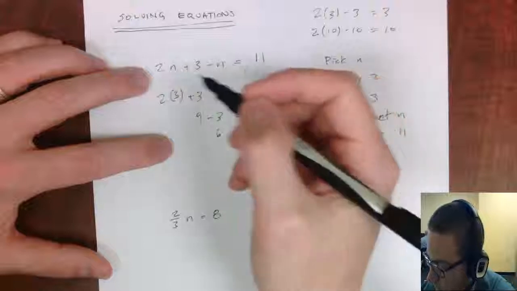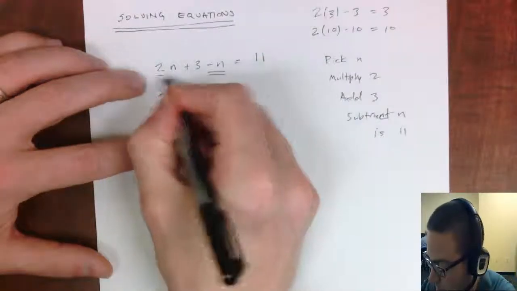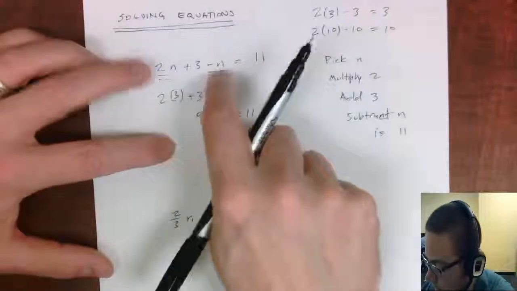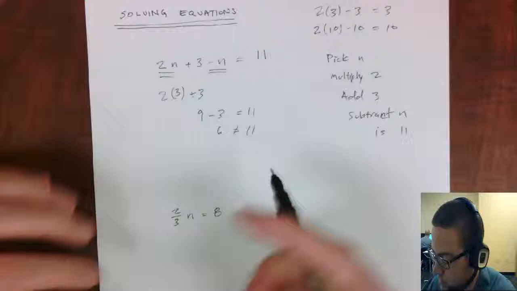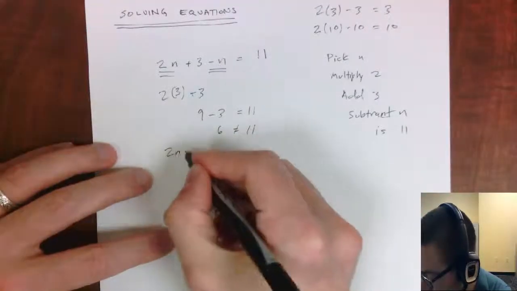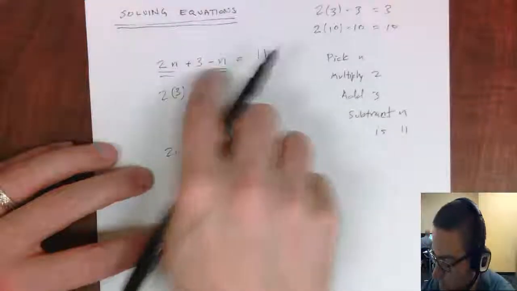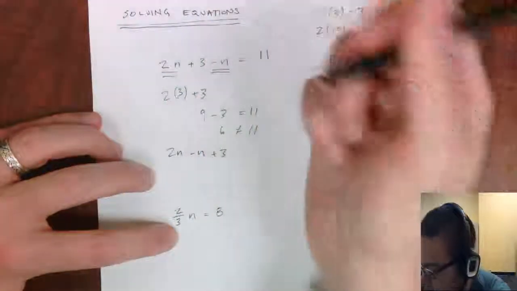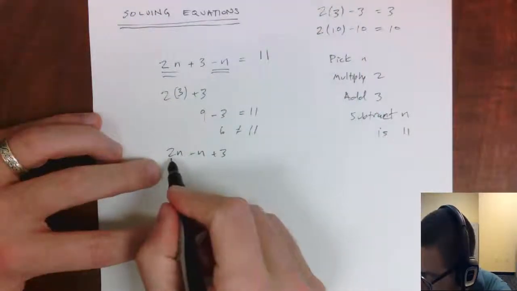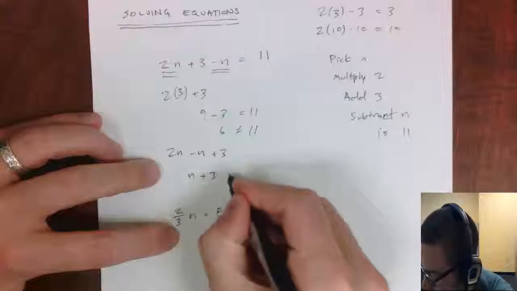So this is called simplifying, or regrouping, or combining like terms. If you take everything that has the same variable attached to it and you group it together, I can rearrange this as 2n minus n plus 3, and remember addition is associative, so as long as I keep my sign with it, it's okay. So 2n minus n is just n, plus 3 equals 11.